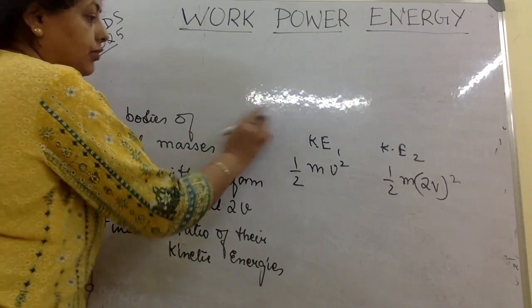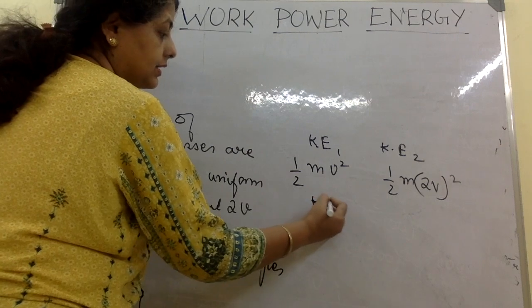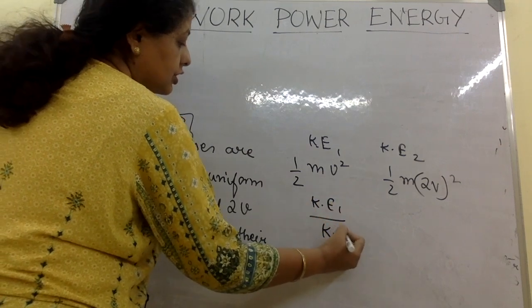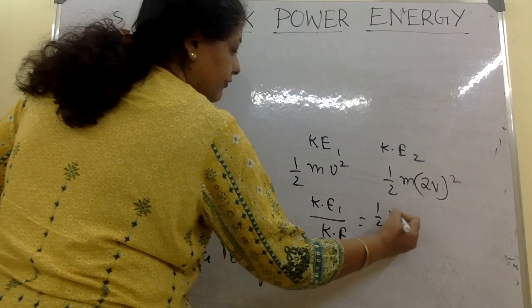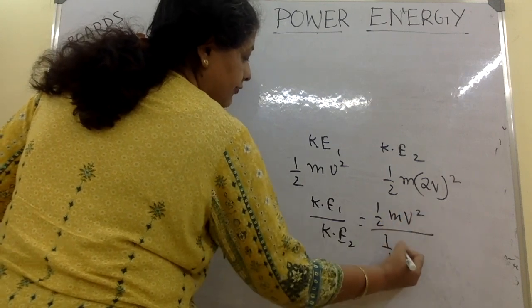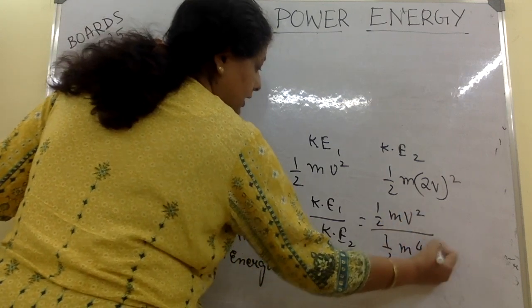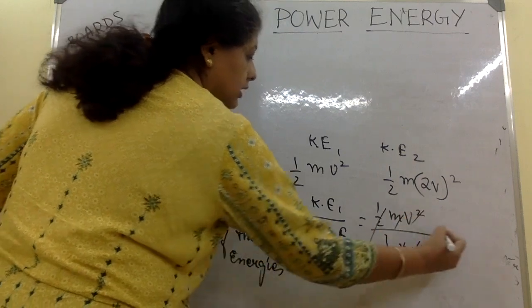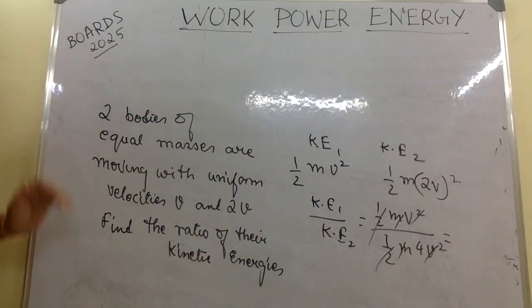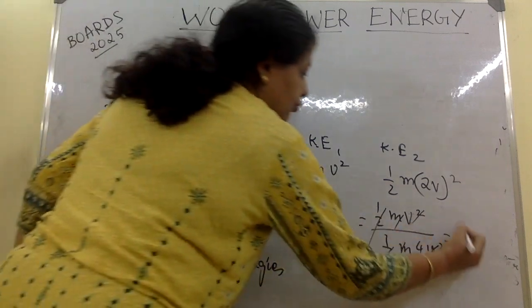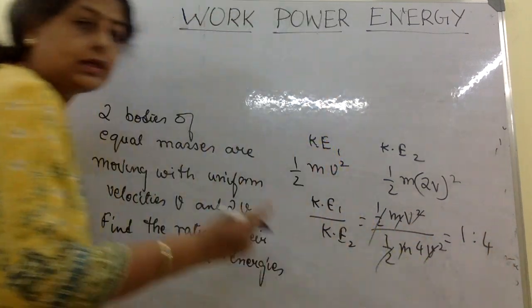Okay, so now the ratio is kinetic energy 1 by kinetic energy 2. That is very simple: half m v square by half m 4v square. Cut out, everything is equal. So it is 1:4. That is our answer.